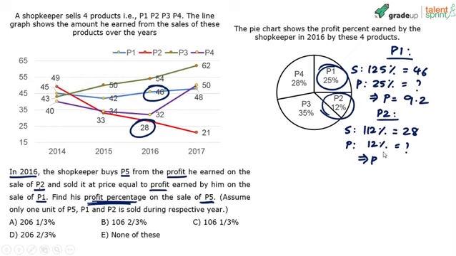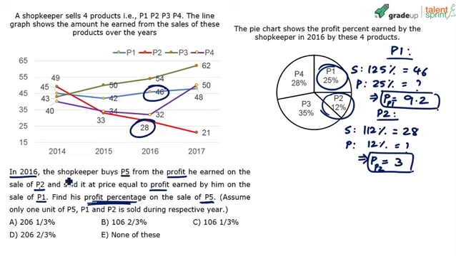112% is 28. So 12% is equal to what? So 28 into 12 by 112, right? I think cost price is 25 rupees. 12% of 25 rupees, 2.5, 3 rupees. This should come out to be 3 rupees. So I know that the profit of product 1 is 9.2 rupees, and the profit of product 2 is 3 rupees. We have got it.